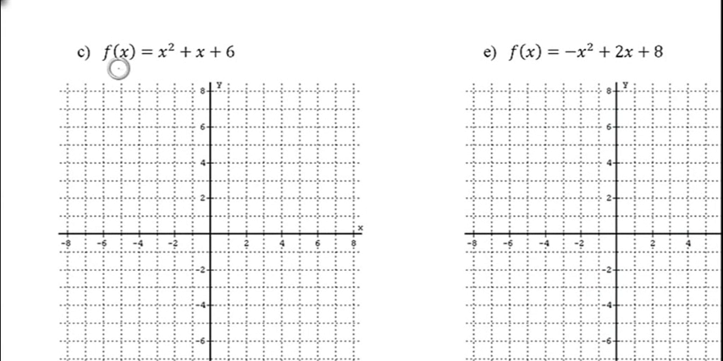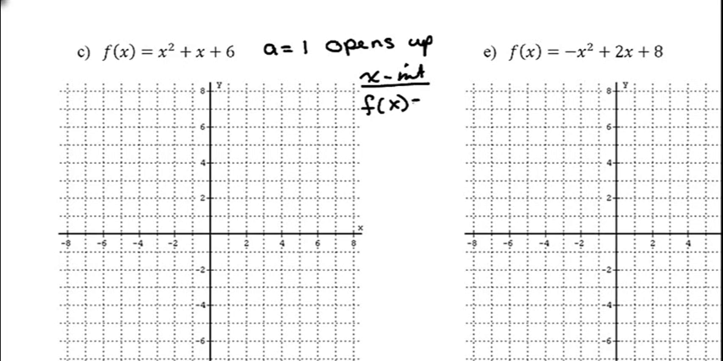Our next example, we have f of x equals x squared plus x plus 6. So again, we want to look at a. A for this one is equal to 1, so that tells me that it's opening up. And we want to find our x-intercepts. X-intercepts happen when our function is equal to 0. So we want to set x squared plus x plus 6 equal to 0, and see if we can factor this. So we need to factor 6 so that the sum would give us 1. And we can do that.